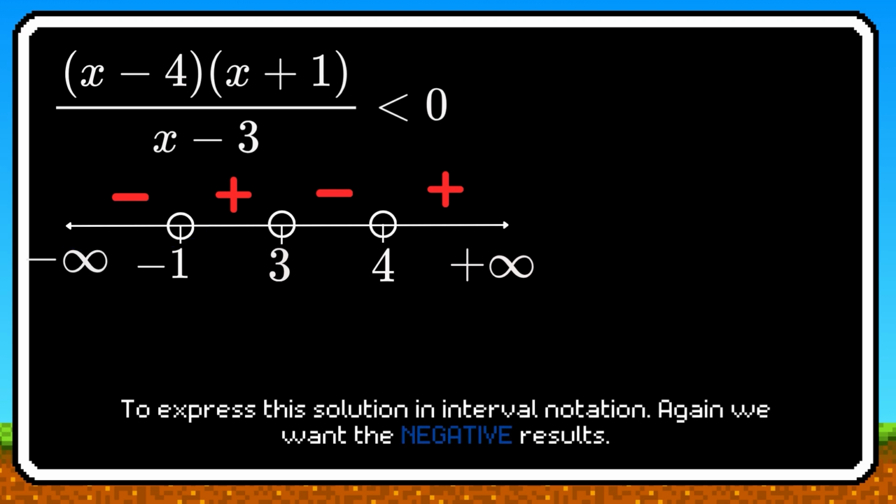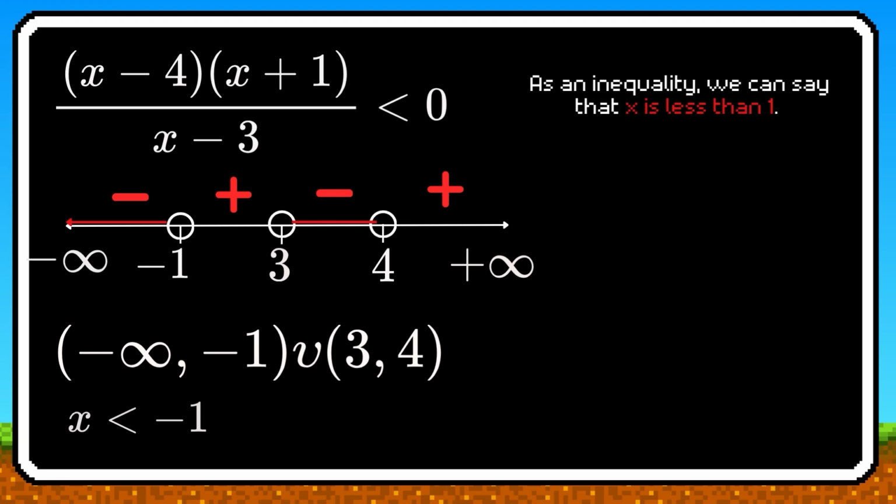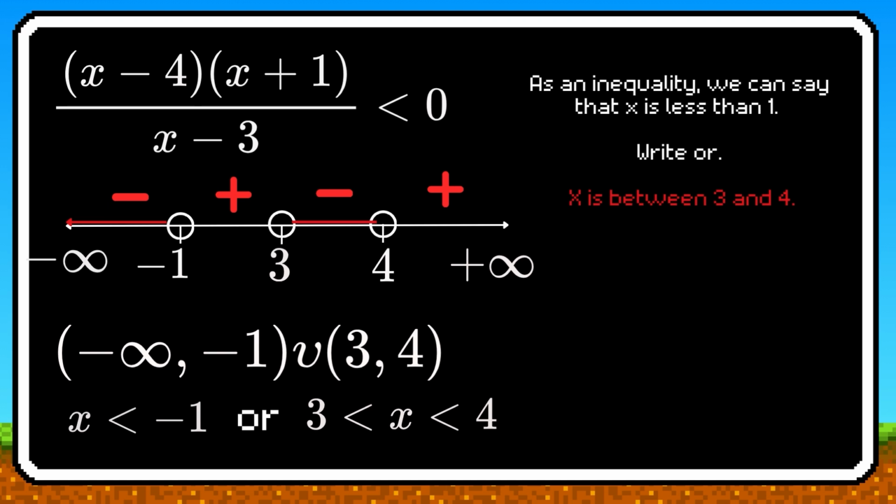To express this solution in interval notation, again we want the negative results. So the answer is going to be negative infinity to negative 1, union 3 to 4. Note that we'll only use parentheses due to the unshaded circles. As an inequality, we can say that x is less than negative 1, right? Or x is between 3 and 4.